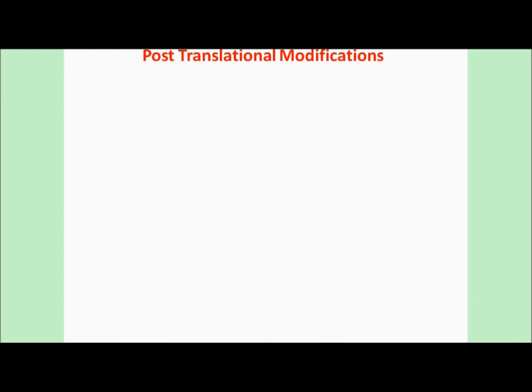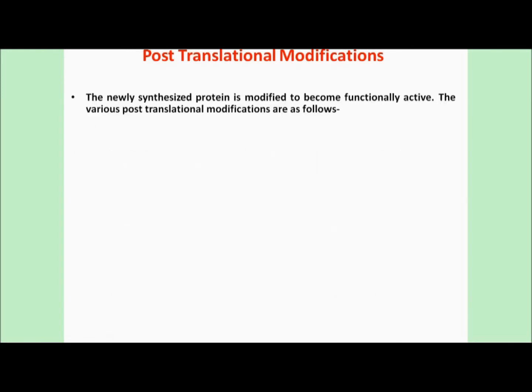And finally, there are some post-translational modifications. What are the modifications which actually happen to the protein after the translation? The newly synthesized protein is modified to become functionally active, right? So the different post-translational modifications are as follows. First of all, trimming. Trimming means it removes the excess amino acids from the amino acid sequence. First modification of the post-translational modification is trimming.